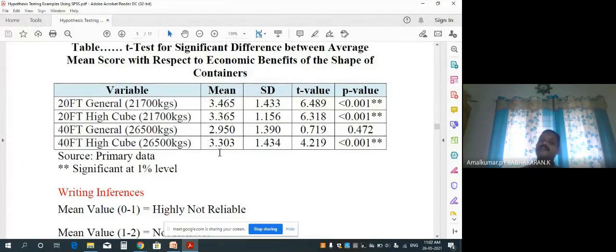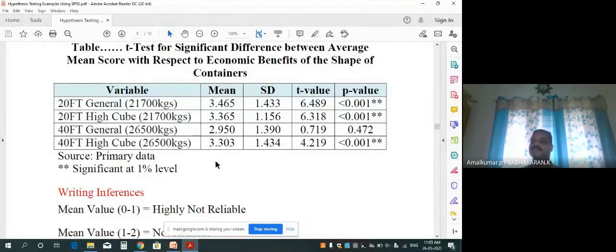And from among these, the highest mean value is in the case of 20-feet general containers. That is, if you are using the 20-feet general containers, the shipping company can make more profit, because a mean of 3.465, economical and reliable, is there.